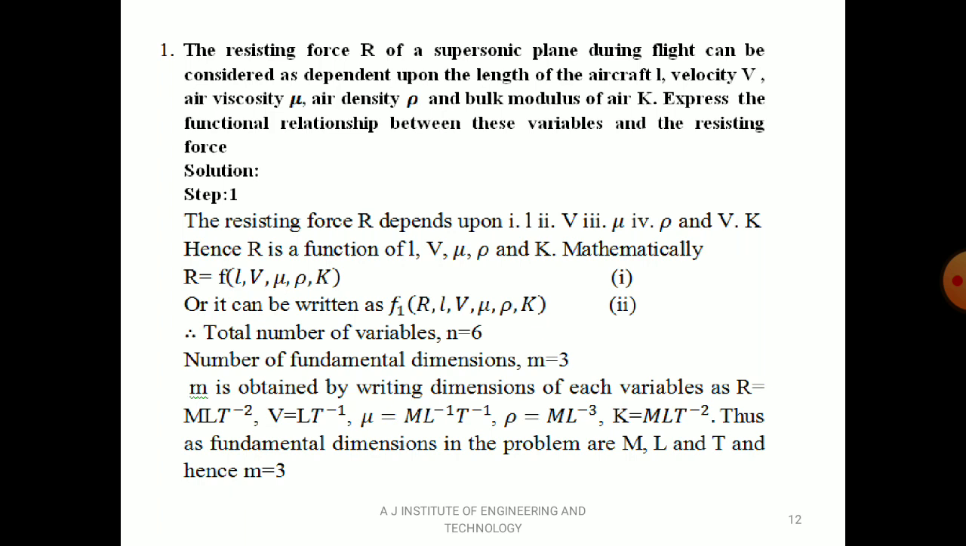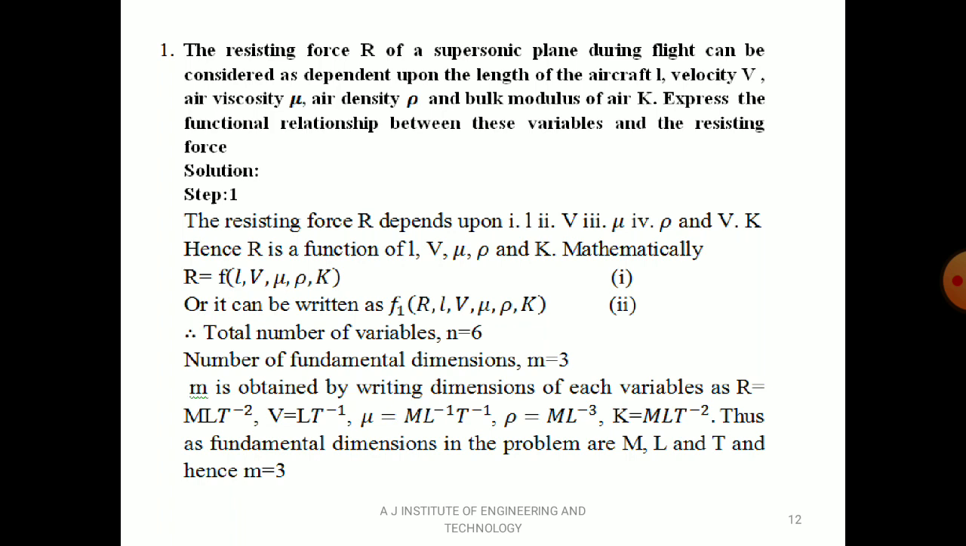Then I have to simplify that expression. It can be written as F1 of R, L, V, mu, rho, K. Take it as expression 2, that is a dimensionally homogeneous expression. Now I have to count the number of variables, including both independent as well as dependent: R, L, V, mu, rho, K. So n equal to 6.